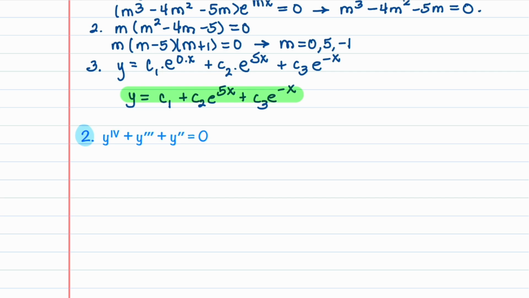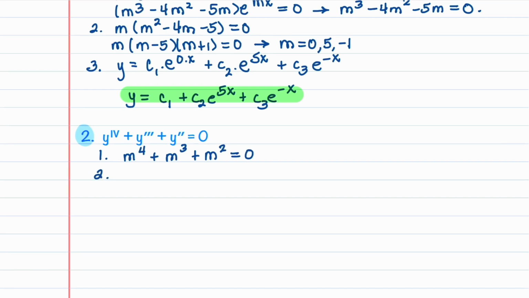Let's now look at our second example. This one's a little bit more complicated, but it's not too bad. We have the 4th derivative of y plus y triple prime plus y double prime is equal to 0. Let's begin by writing down our characteristic equation. I think after doing the first example, you can see that the e to the mx is going to go away. So we can just write down the characteristic equation, which is m to the 4th plus m cubed plus m squared is equal to 0.